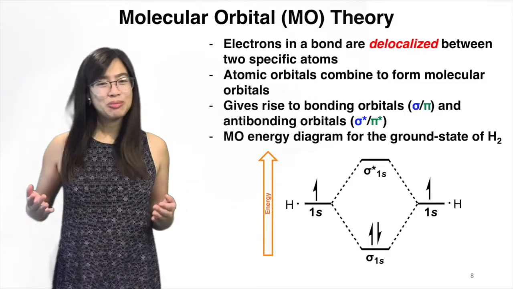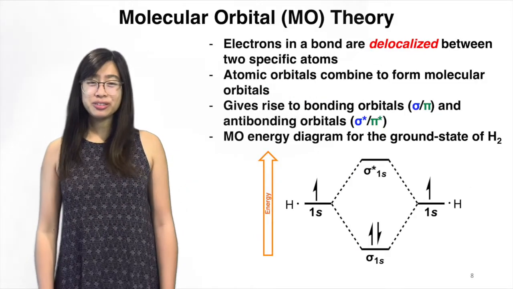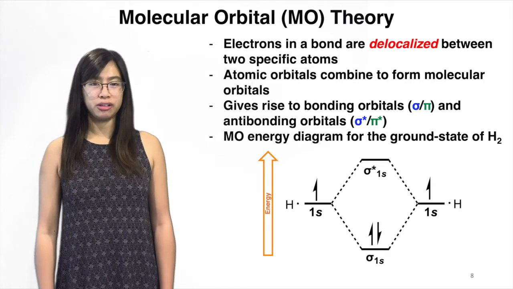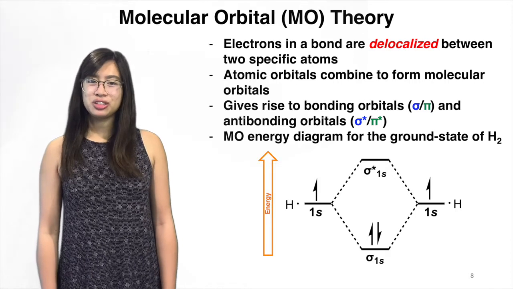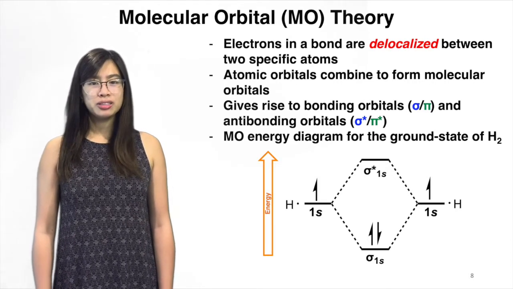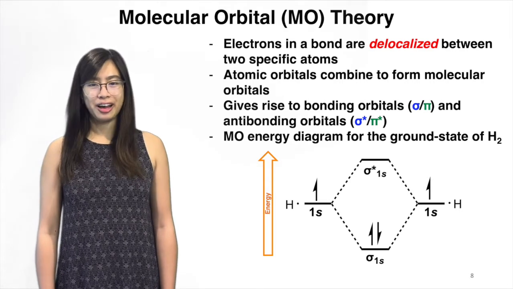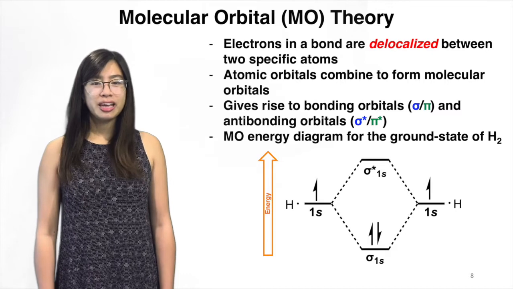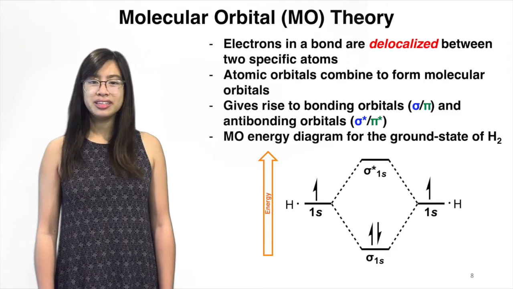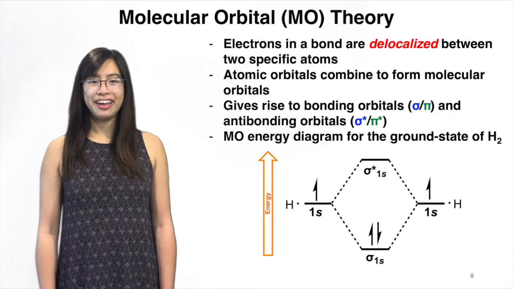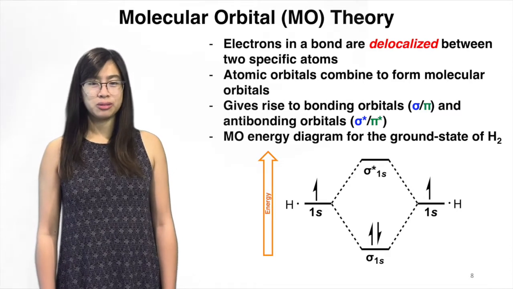However, oftentimes valence bond theory can be a little too simple when used to describe a much more complex molecule, which is when we can turn to molecular orbital theory. So MO theory describes electrons in a bond that are delocalized between two specific atoms. MO theory uses a mathematical method called the linear combination of atomic orbitals, or LCAO, to combine atomic orbitals to make molecular orbitals.